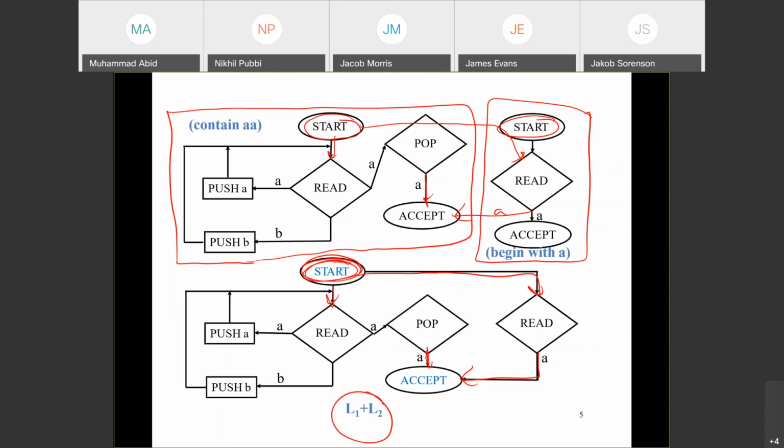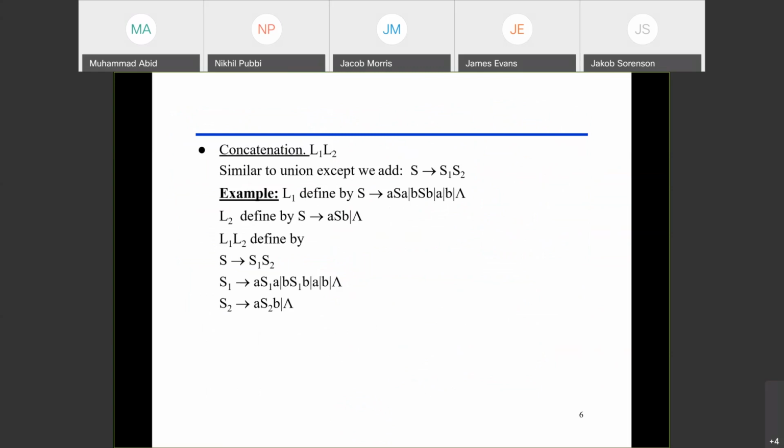Easy, it's not hard, huh? So now we see this thing, and now let's say we are not doing union, we are doing concatenation. How do we perform concatenation on the grammar and on the diagram of your PDA? It will be the same idea, 100% the same concept, the way you deal with L1 plus L2.